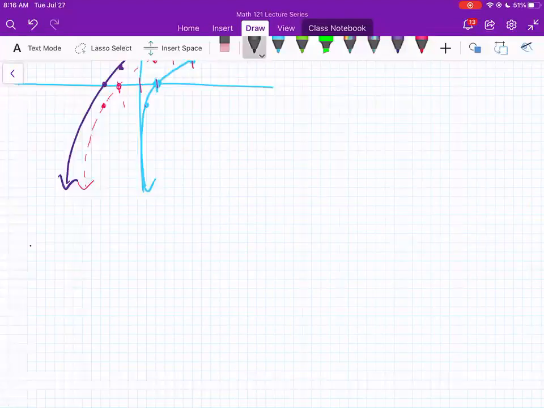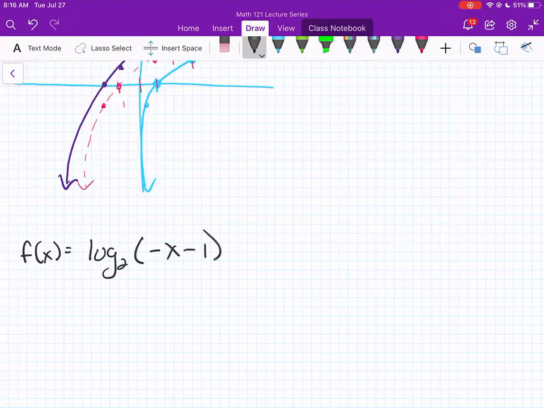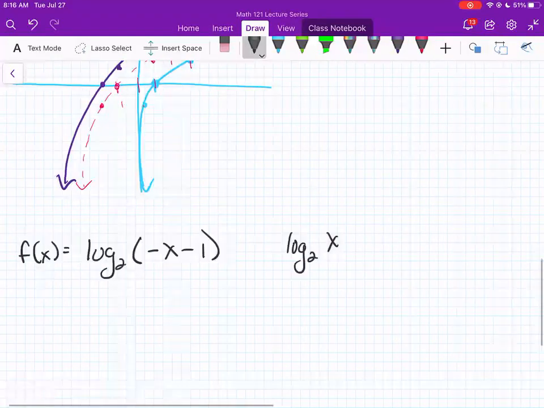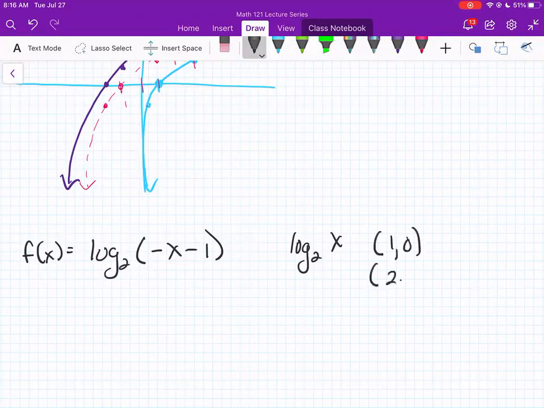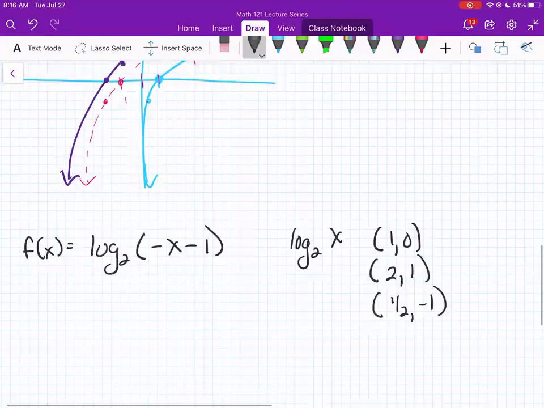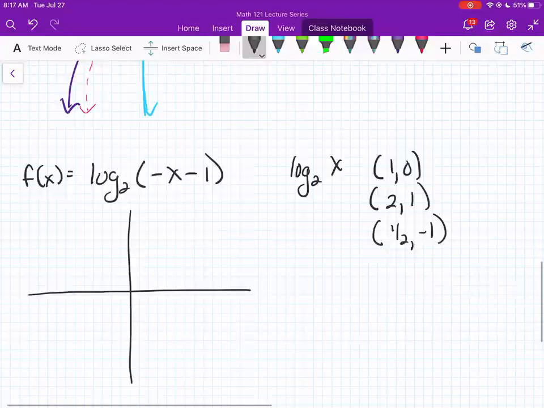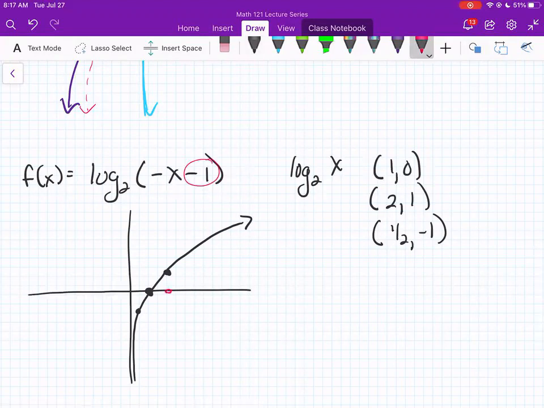A second example of a translation, if we have log base 2 of negative x, minus 1, our most basic graph is going to be log base 2 of x. So our points are (1, 0), (2, 1), (1/2, negative 1), which gives us a graph that's going to look like (1, 0), (2, 1), and (1/2, negative 1). We can move to the right 1 because if we do the opposite here, so we're going to go over 1, over 1, over 1.